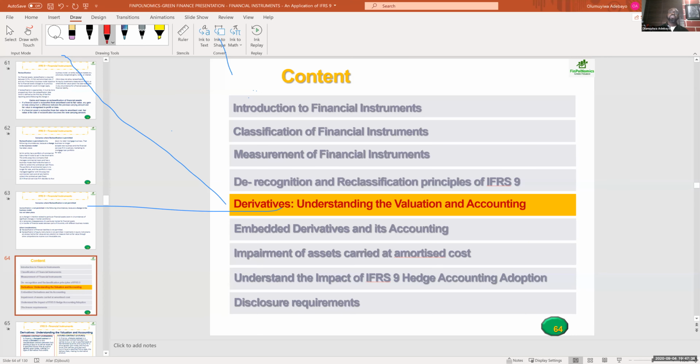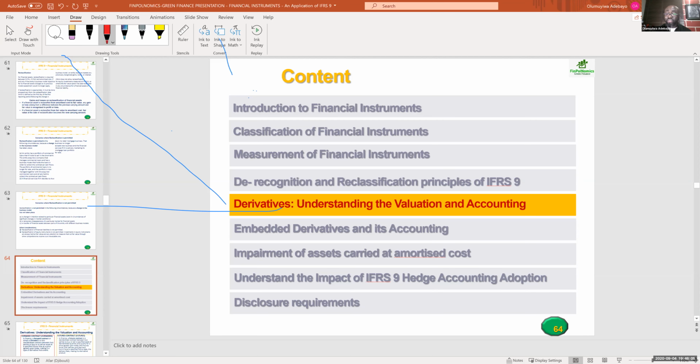Now, it could also be a forward commitment. A forward commitment has 3 types of derivative contracts. The first one is the forward contract. The second one is the futures contract. The third one is the swaps contract. And we also explained those. If you have missed that class, you can go to part 1 of this financial instrument series to have better appreciation.